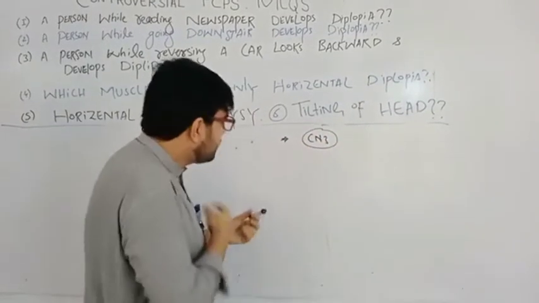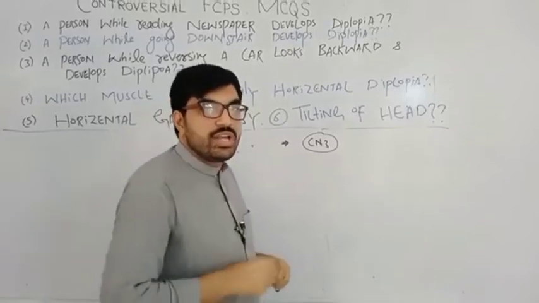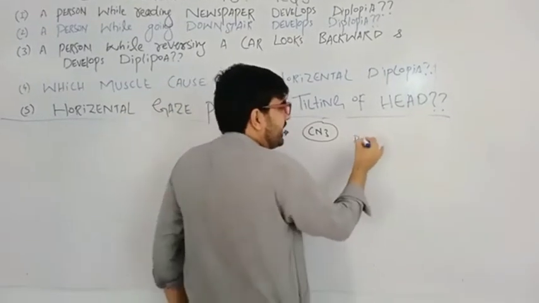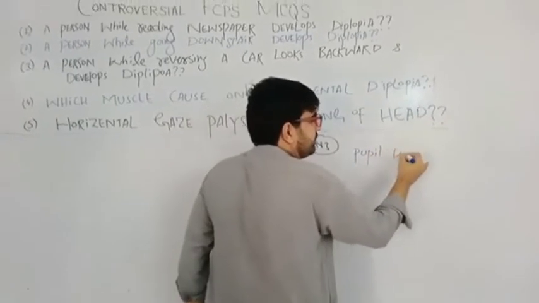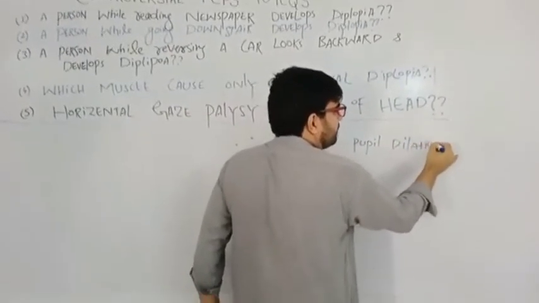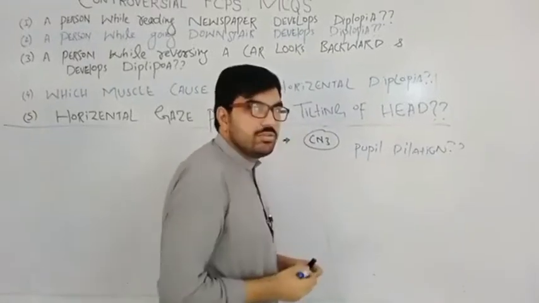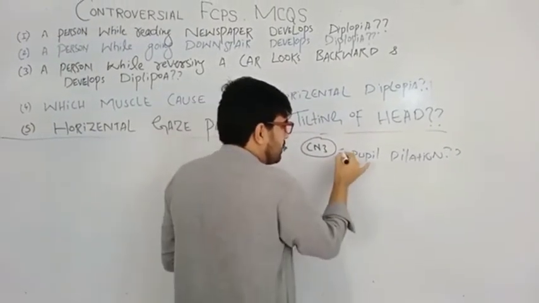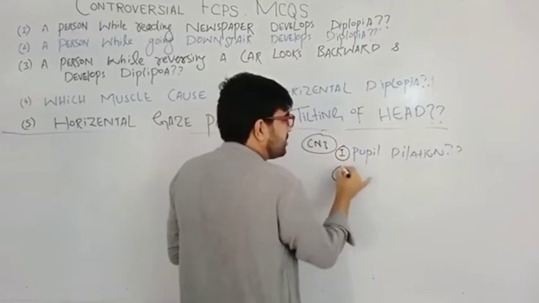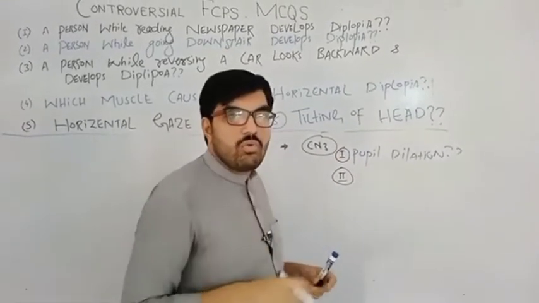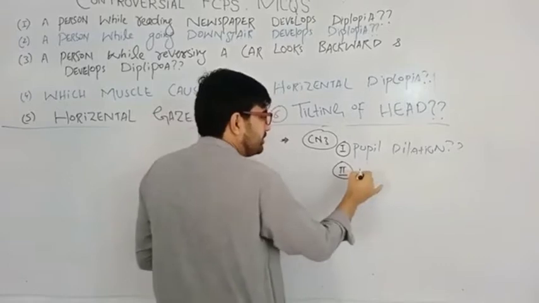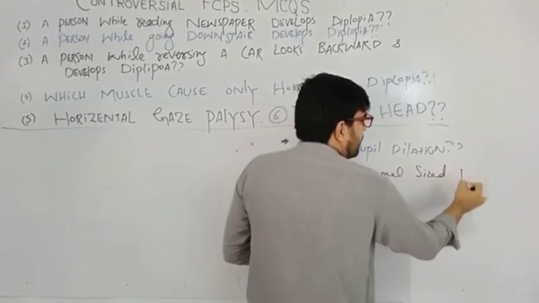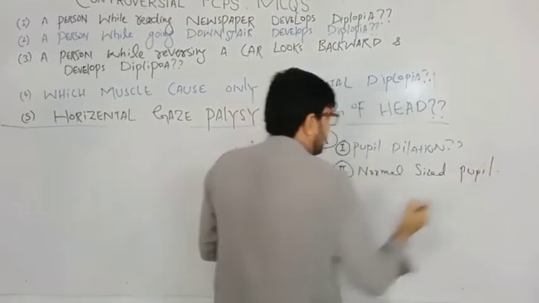Now there is another MCQ. A patient with an eye looking outward and downward with pupil dilatation. Where is the problem? That is cranial nerve 3. Another is the same MCQ: an eye looking outward and downward but with a normal sized pupil. Now there is a concept behind this.